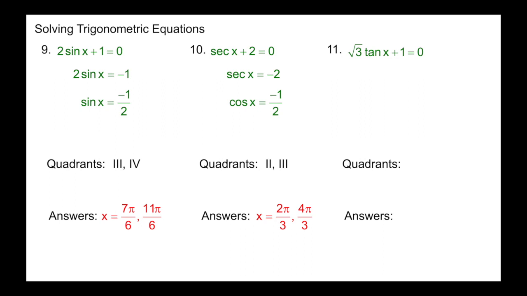For 11, when we solve for tangent of x, we're going to start by subtracting 1, then dividing by root 3, and then we would have to rationalize that. So if my tangent is equal to negative root 3 over 3, we want to immediately recognize that that means our denominator is going to be 6. From there, for the quadrants, if the tangent is negative, it's going to be in the second or the fourth quadrant. And then for our answers, if the denominator is 6, the second quadrant would be 5 pi over 6, and the fourth quadrant value would be 11 pi over 6.